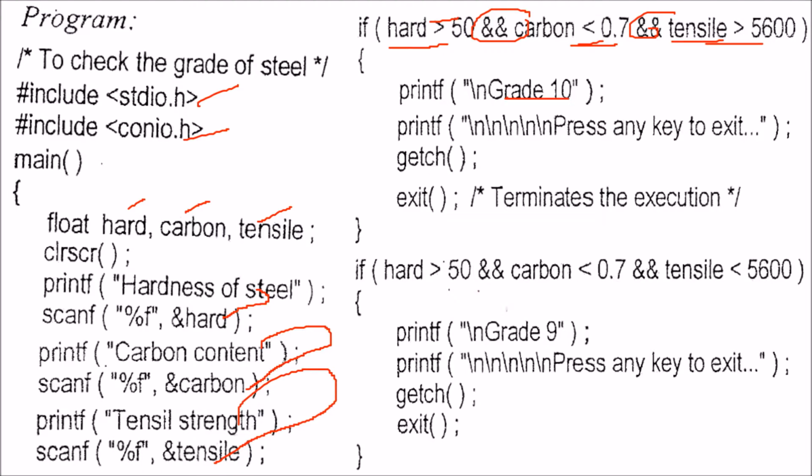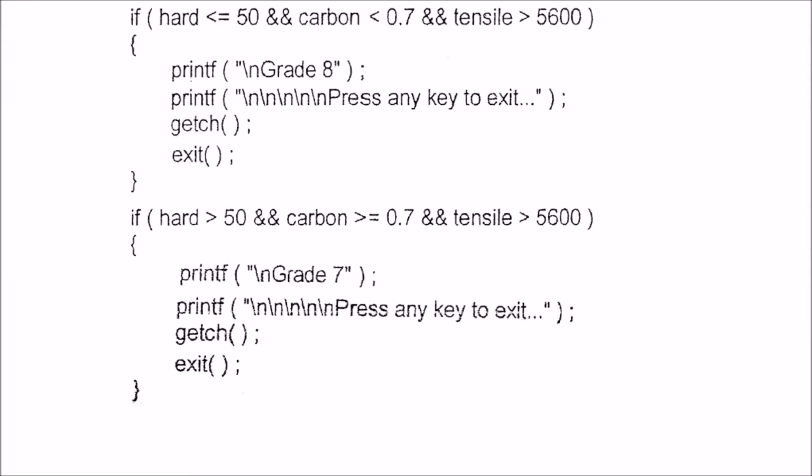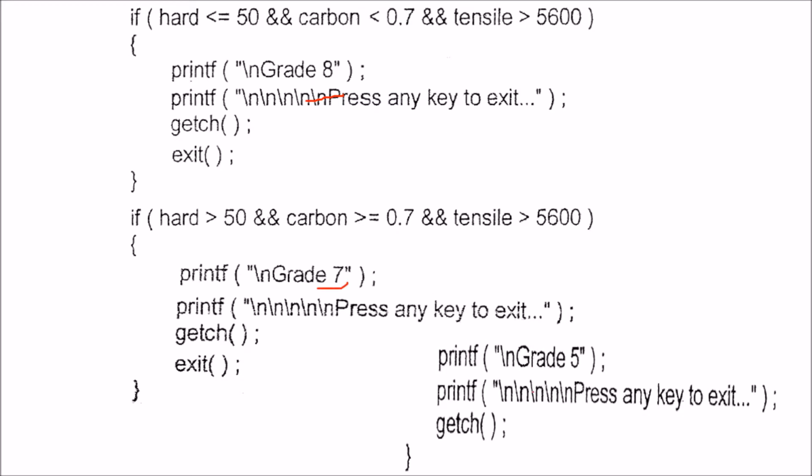The grade is 10. Similarly, for the next condition, hard greater than 10 and carbon less than 0.6 and tensile less than 5600, grade 9. Similarly, for the other conditions, that is 8, 7 and 5, because the grades go up to 5 and then we come out.